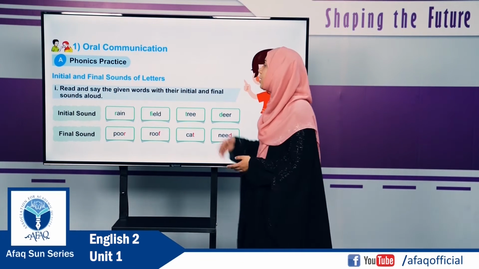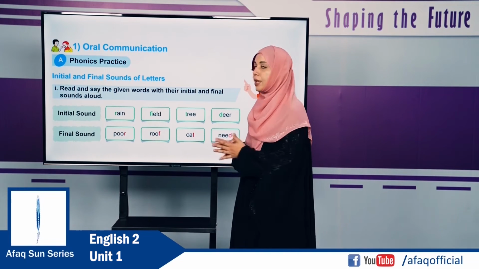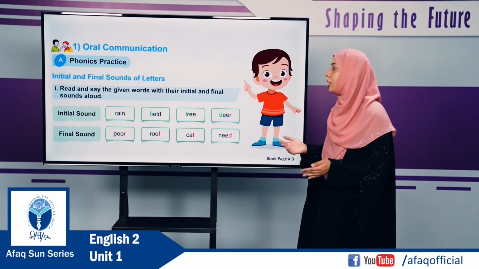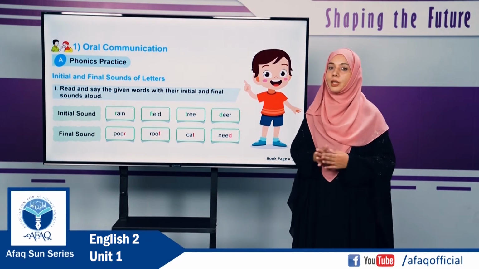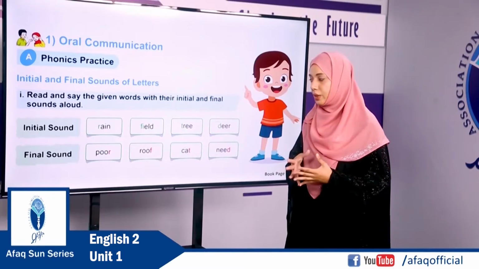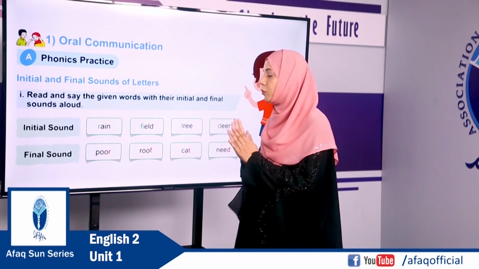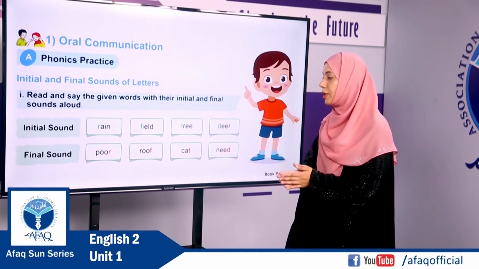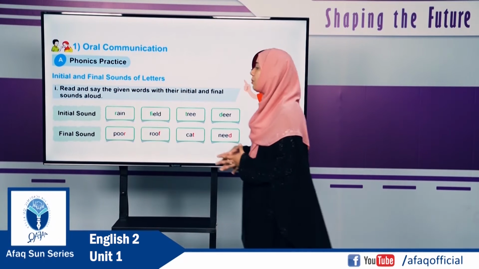On this page, there is an oral communication section. I want you to focus on this section now. In this section, we will do phonics practice. You have already studied the concept of initial and final sounds of words in the previous lecture. Now we will do some more practice of these sounds. Now focus on these words given on your textbook page number 3. There are 2 rows. In one row, you have to focus on the initial sound of the words, and in the second row, we have to focus on the final sound of the 4 words given. Alright, so let's practice them together.